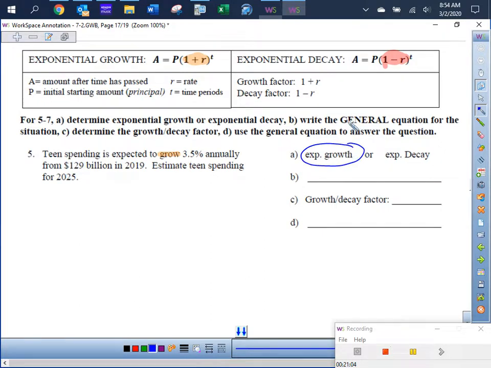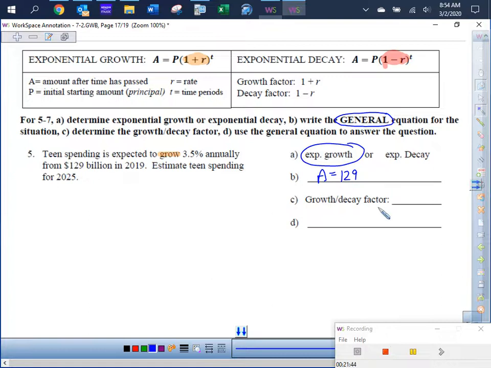They ask us to do part B, write a general equation for the situation. So it's going to start with the A equals for some sort of amount. P is the initial starting amount. They're talking about teen spending in this problem. So you tell me, what was the initial amount of teen spending? Now, not like initially, like at the very first time, but according to the data they have given us, where are they starting from? 2019, right? And what was the teen spending in there? $129 billion. Well, we don't need all the zeros. We'll just put the 129 because we'll just know that our answer is in billions later, right?